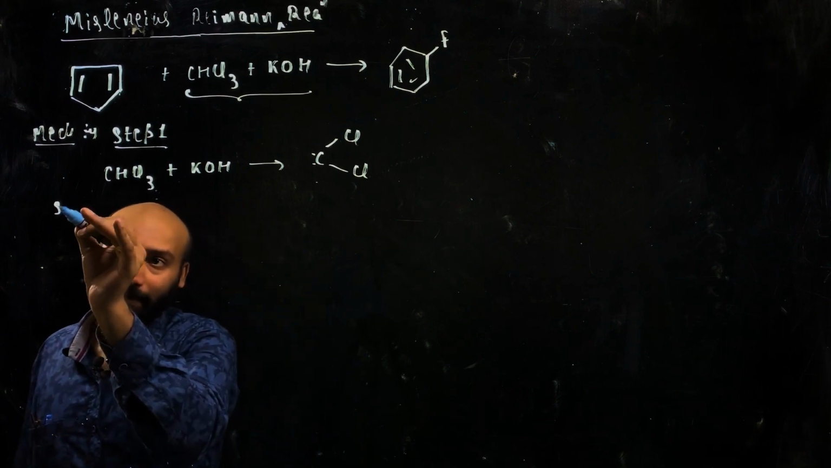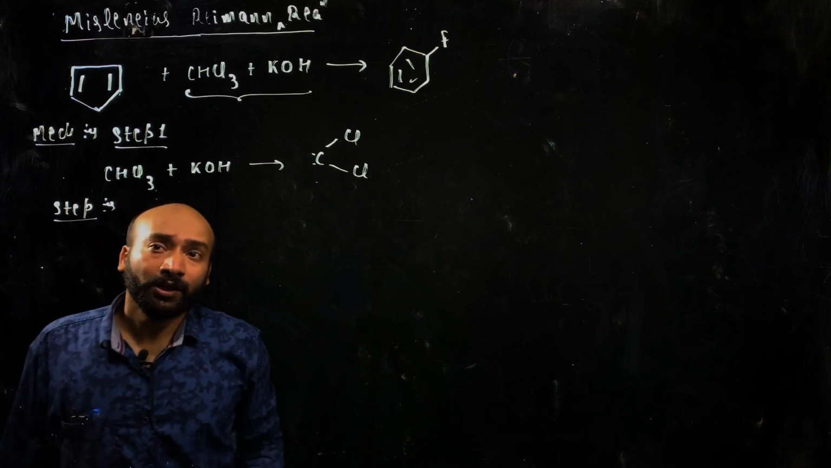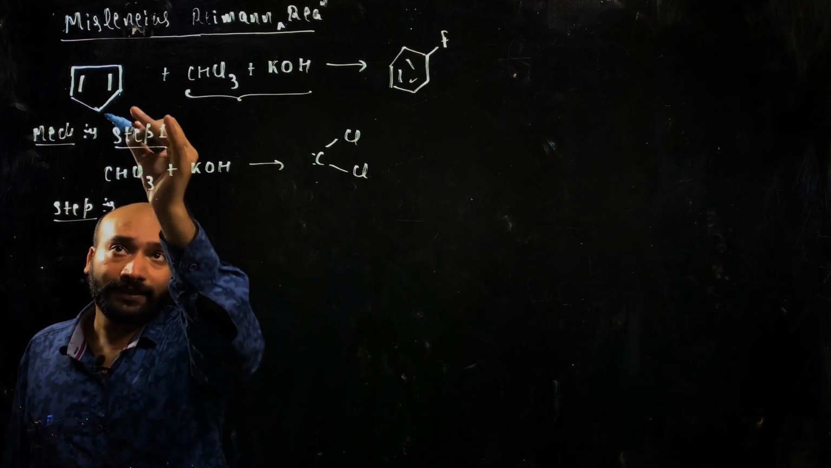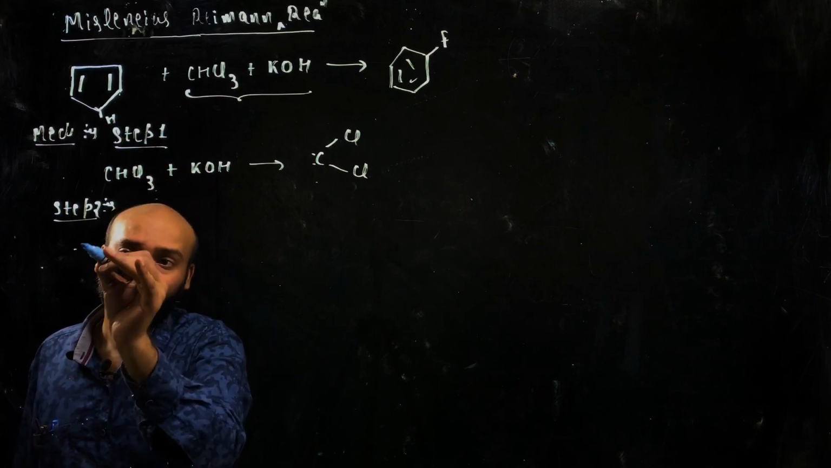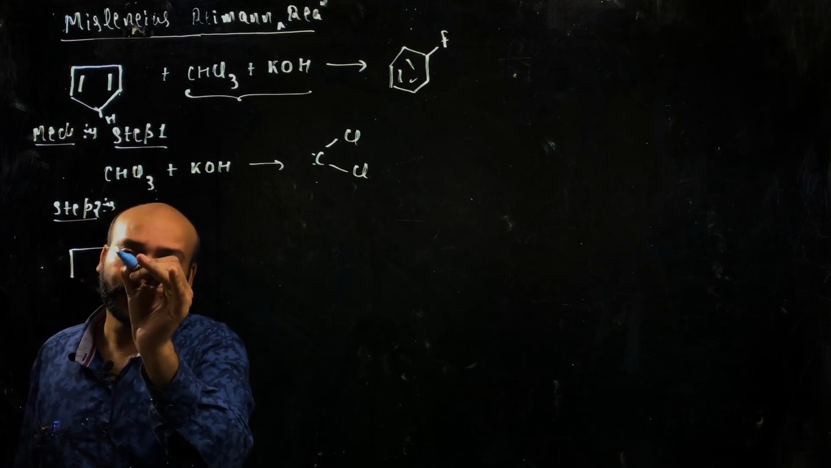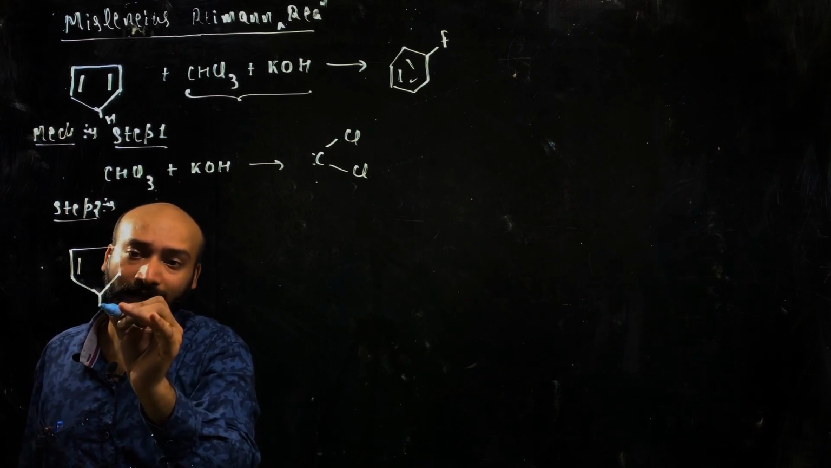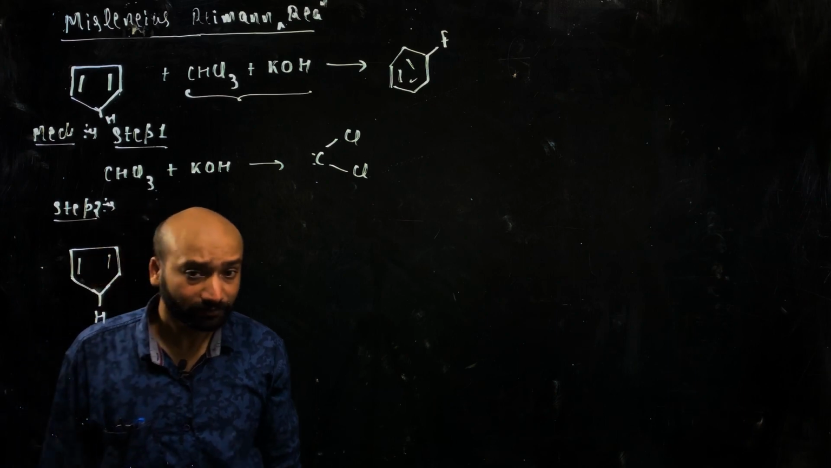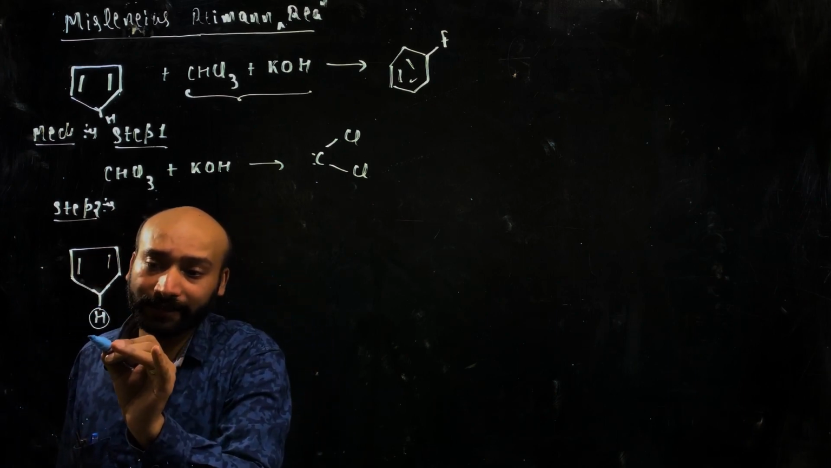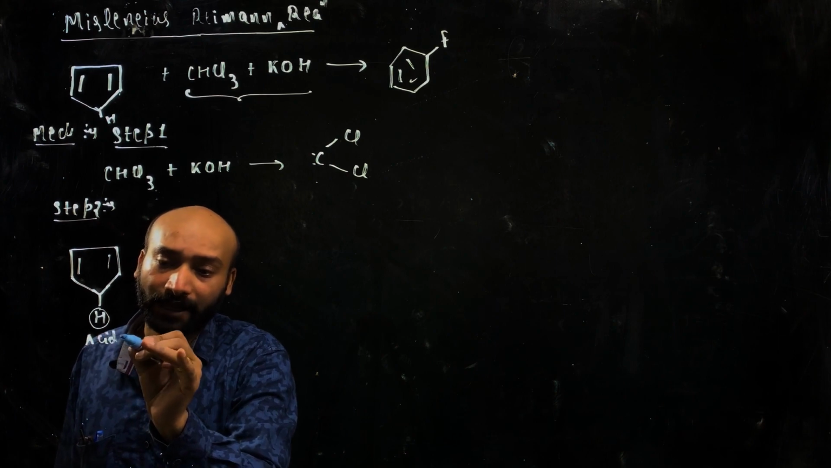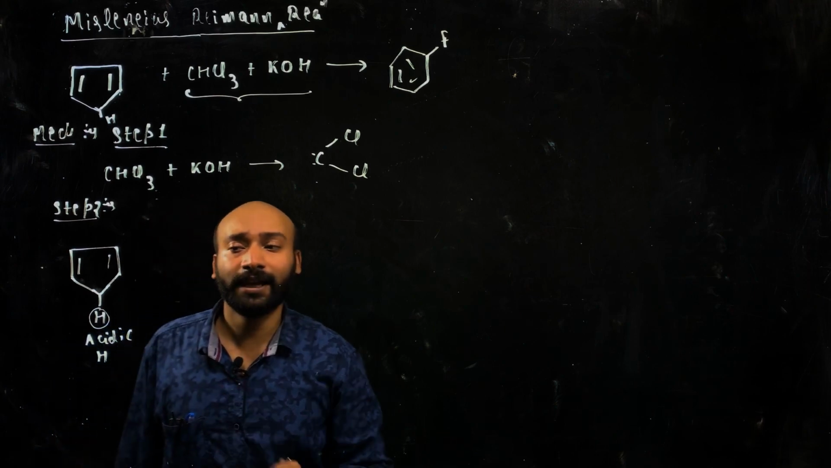In this second step, what will happen? Let us see this hydrogen. This one is the carbon atom, and here is the hydrogen. I think everyone knows that this hydrogen is the acidic hydrogen. How is this an acidic hydrogen?